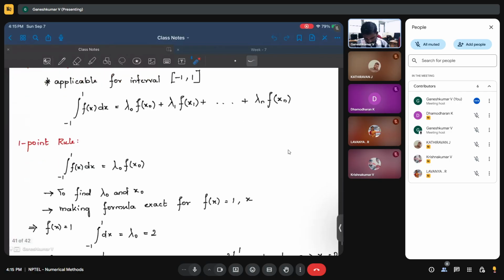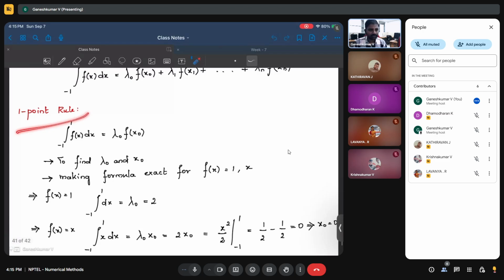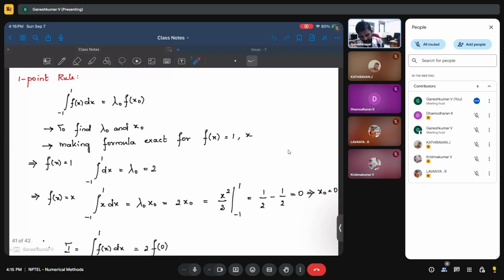Here the special case we are going to see is the Gauss-Legendre integration rule, and it is applicable only to an interval of -1 to 1. The first, 1 point rule, is where you choose only 1 point and, using that, integrate a function. So you have lambda naught and f of x naught, but you don't know which point you should choose, and what should be your weight, right? So for that, we have to make some approximation to that function.